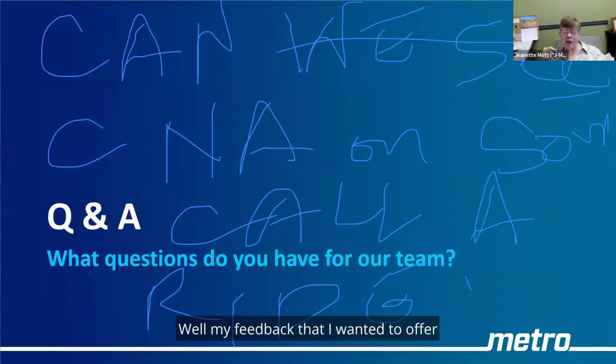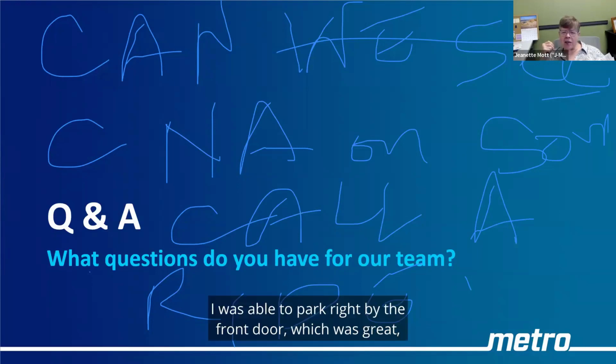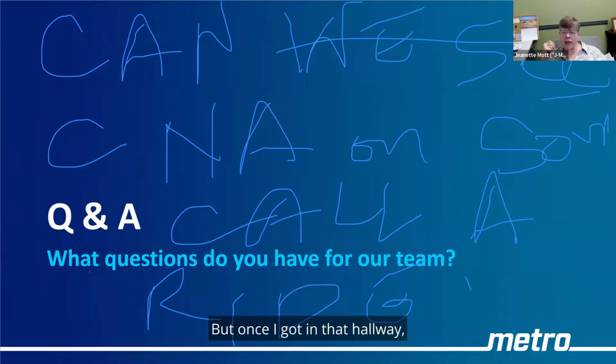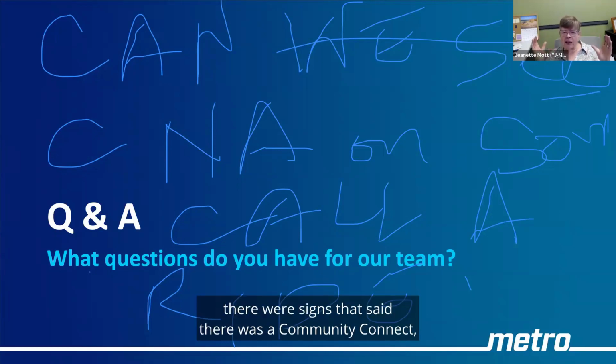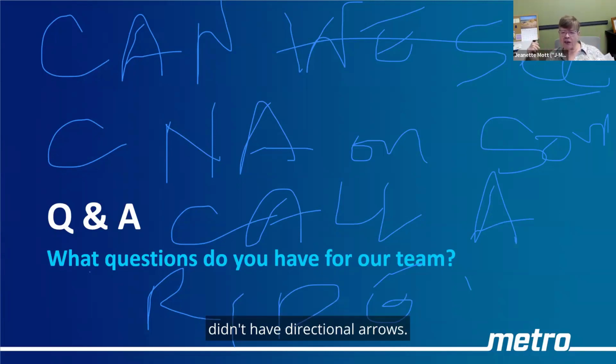Well, my feedback that I wanted to offer about the Atlas Elementary School location for the Community Connect: I was able to park right by the front door, which was great. And there was a greeter inside, which was great. And he told me to go to the hallway to his left. But once I got in that hallway, there were signs that said there was a Community Connect, but they didn't have directional arrows. So I just kept rambling along until I heard enough voices to know where the right room was. So you might want to print your signs with directional arrows so folks know which way they're walking.